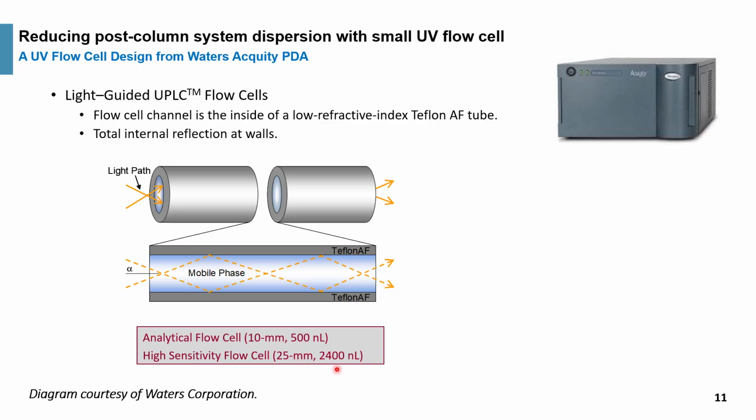Now, with the smaller flow cell, there's an opportunity to make a high sensitivity flow cell using a longer path length, right? So Waters also supports a flow cell with 25 millimeter path length.